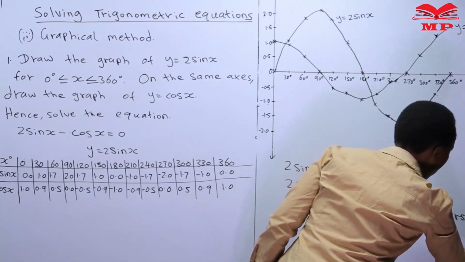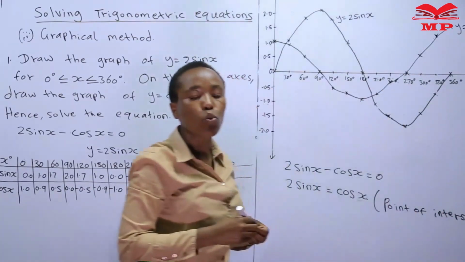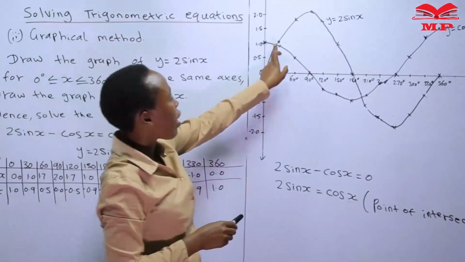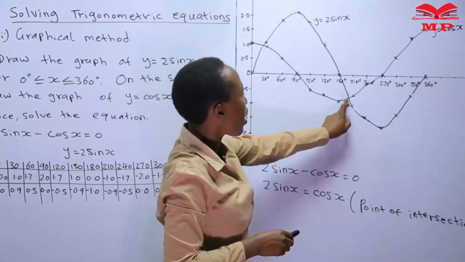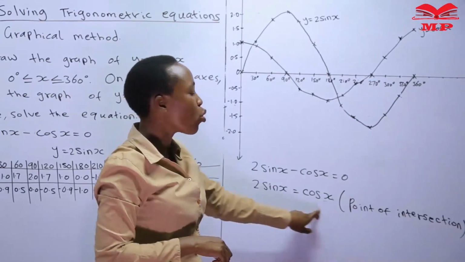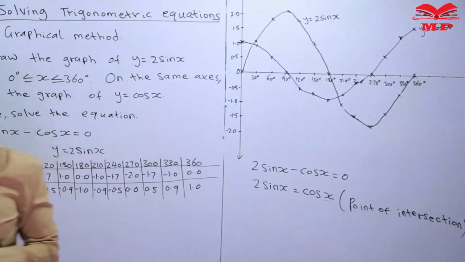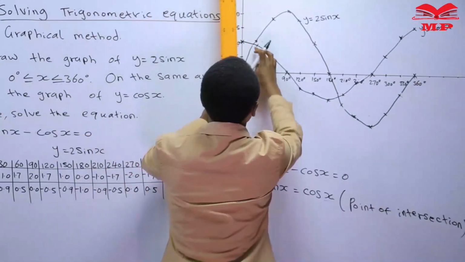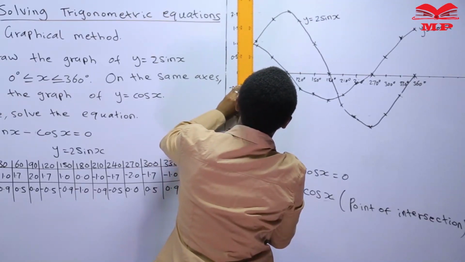It is at the point of intersection of the two curves where they intersect. We have one point here and we have another point here. So where they intersect is the solution for this. And therefore, our values of x will be, you just come and read the first angle here, this angle.